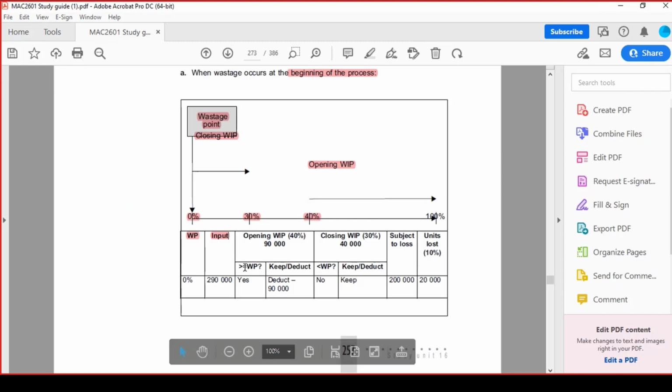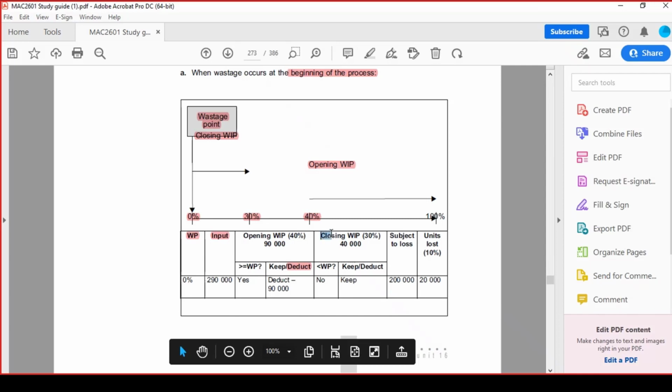Now you start the rules. Opening WIP is at 40%. The rule says that if my opening WIP percentage is more than or equal to the wastage point, then I will deduct. So you say, is it greater than the wastage point? Yes, it is, because 40% is greater than 0%. So it's a yes. Do I keep or do I deduct? You deduct because that's what the rule says. So you will deduct 90,000 from the 290. So it will be 290 minus your 90,000. It means that now you're working with 200,000 units that are subject to loss.